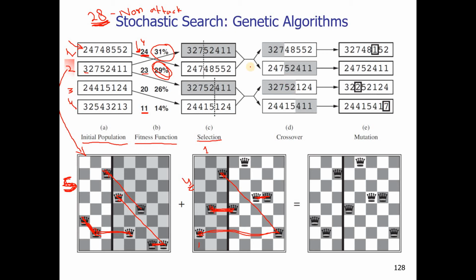So in the selection, what we do is select 2 chromosomes or 2 states that will be involved in reproduction. This will not be based on equality. No, it will be based on probability and their fitness value.